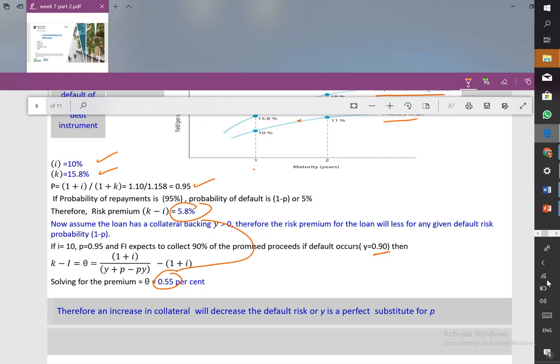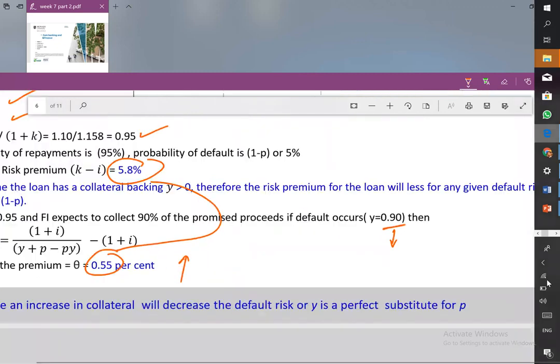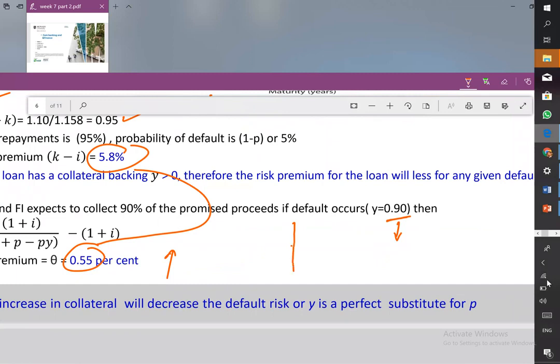Now, what if the collateral goes down, say it's 50%? For sure the premium will go up. So there is a relationship between the probability of payment and the collateral. If this is the collateral and this is the probability of payment, this line will be like this.